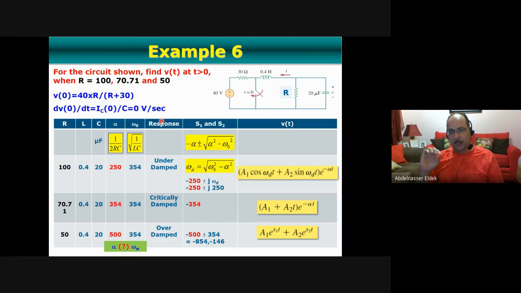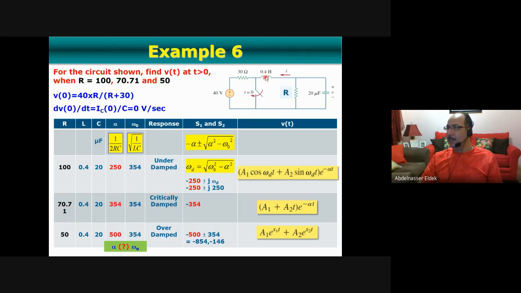First, we need to decide the initial conditions. If you don't know how to find the initial condition, you can ask me, or you can go back to the initial condition part, because this problem is solved there. So this is the initial condition for the voltage and for the derivative of the voltage, V dot. Then we create a table, R equals 170.71 and 50.